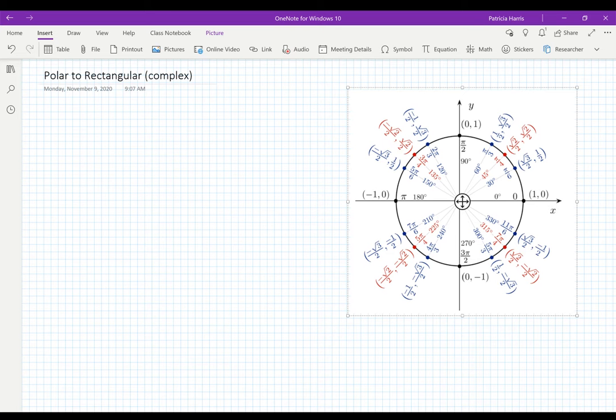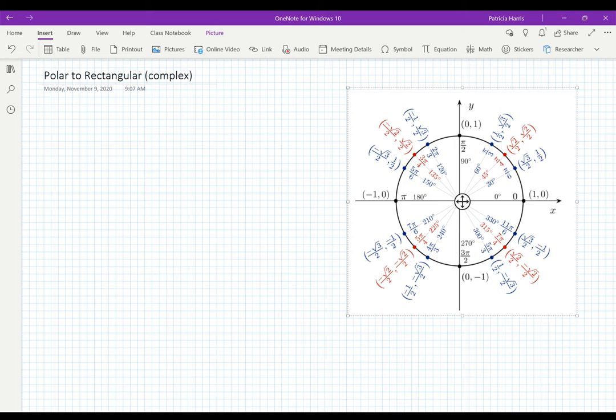Hey guys, so now we're going to go the other way. We're going to start with a polar complex coordinate and then take it to rectangular. I find this a lot easier, especially if values are on the unit circle, but it's a lot easier even if they're not. So let me show you how to do this.